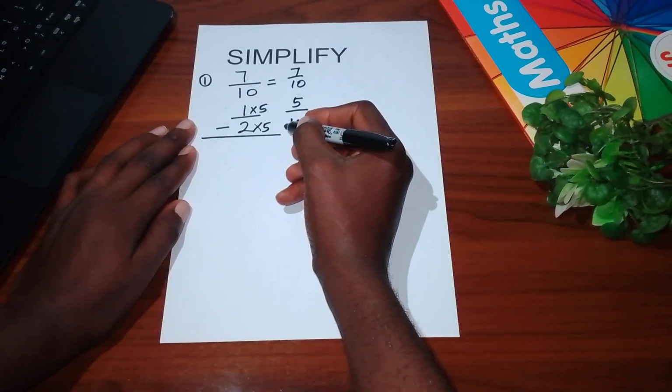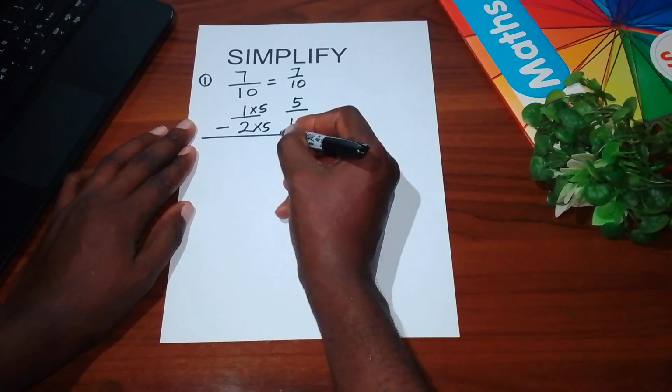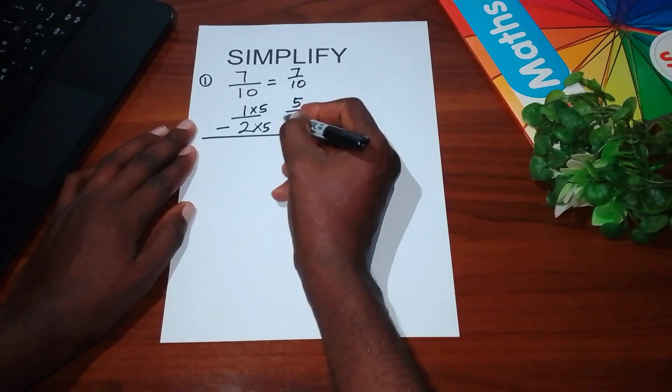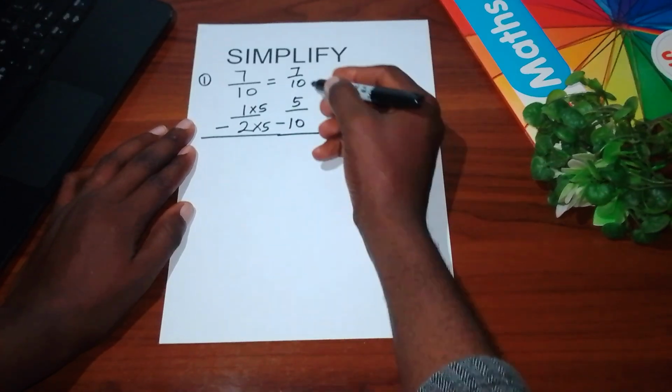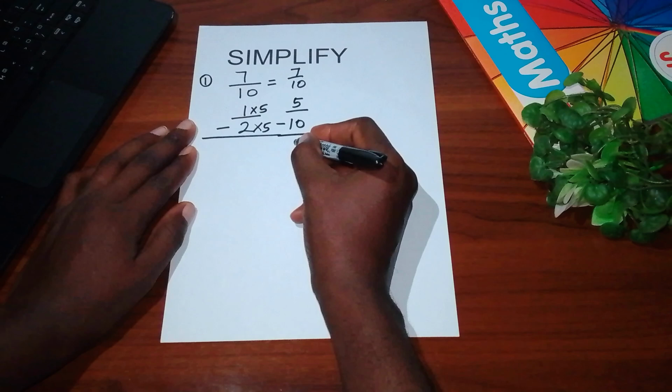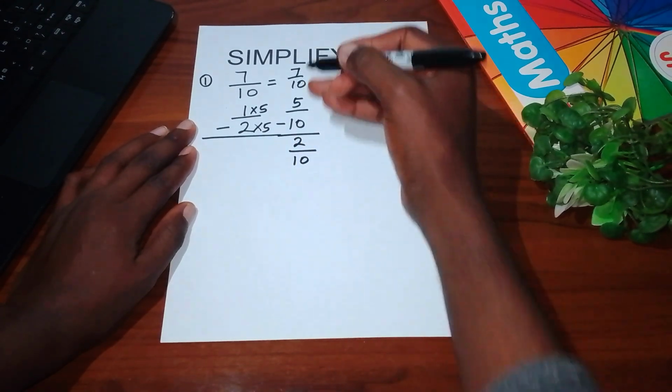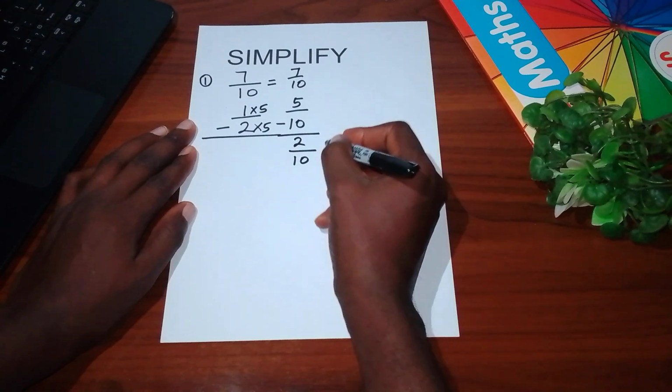We do not subtract fractions with different denominators. We make sure that the fractions have the same denominators. Now here we can go ahead and subtract 7 minus 5, that is 2, out of 10. Our denominators stay the same. We don't change it.